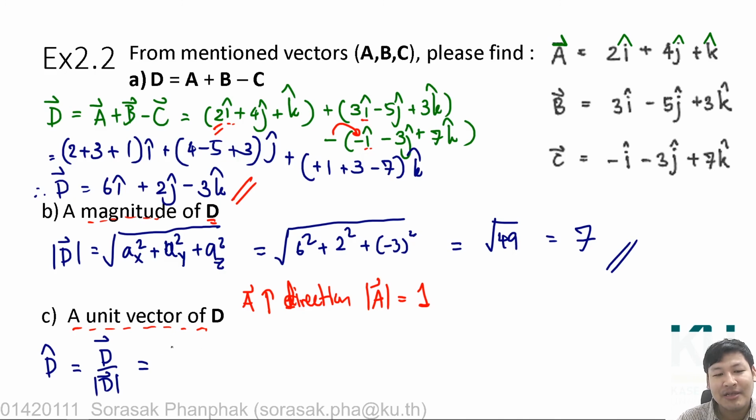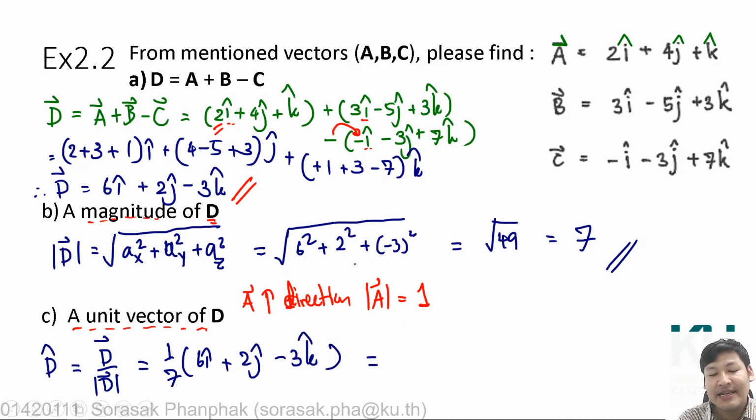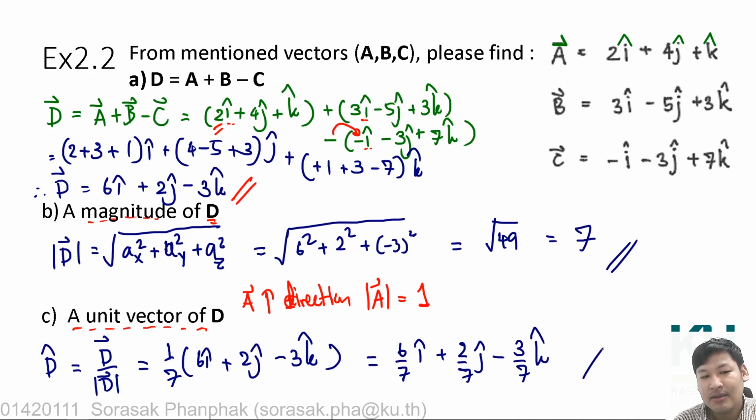So I can put the hat on the D for the unit vector. Now you get vector D and the size for the division. So it's 1/7 for the size of the vector D or its magnitude, and the vector D itself is 6i plus 2j minus 3k. So now you get your unit vector of D is 6/7 i plus 2/7 j and minus 3/7 k. So this is the unit vector of D.